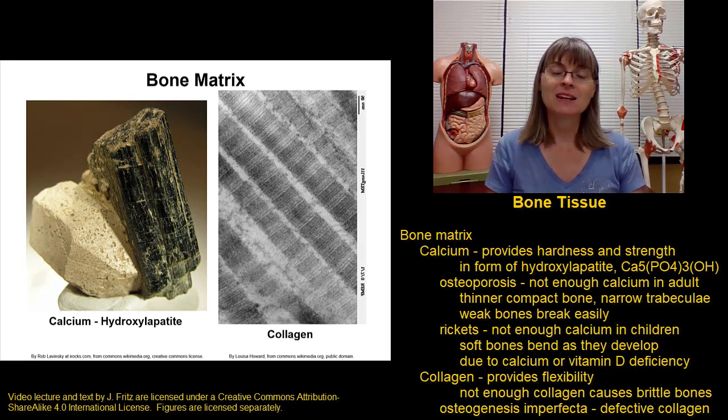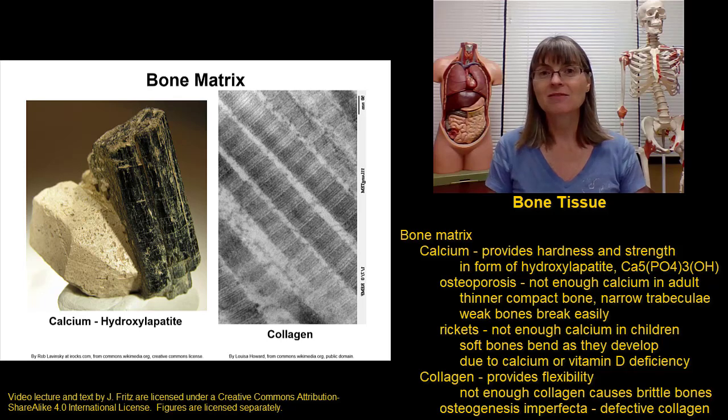This is seen in the disorder osteogenesis imperfecta, also called brittle bone syndrome. In this case, there's a genetic defect in the protein collagen. The collagen doesn't form correctly, meaning that it can't provide the flex that the bone needs, and every little stress to the bone results in a break.